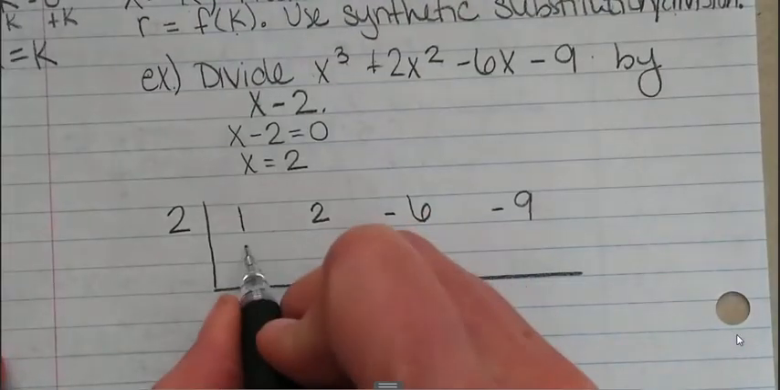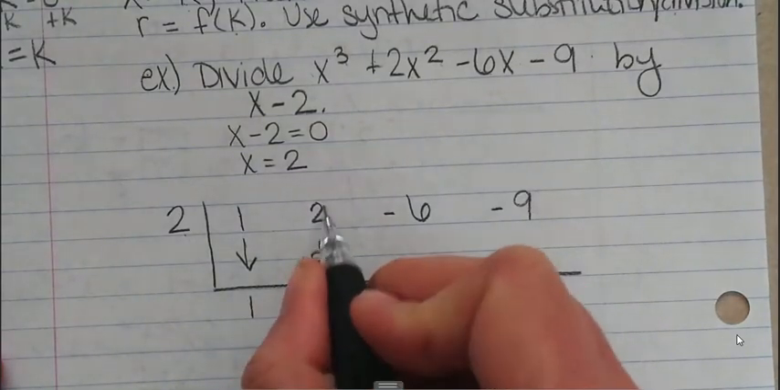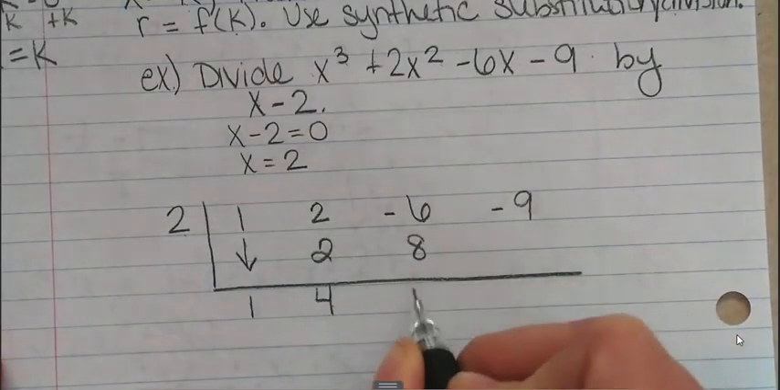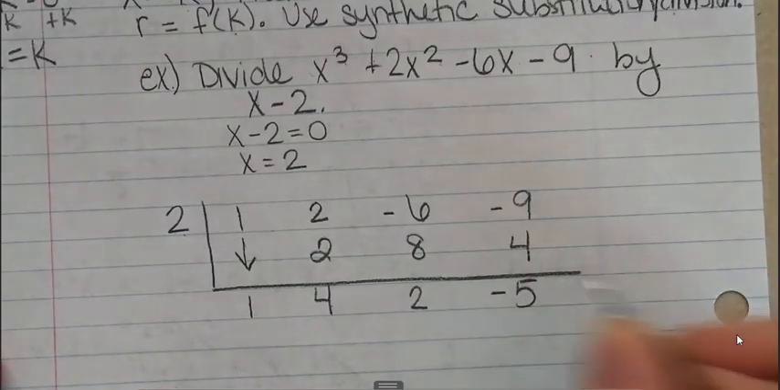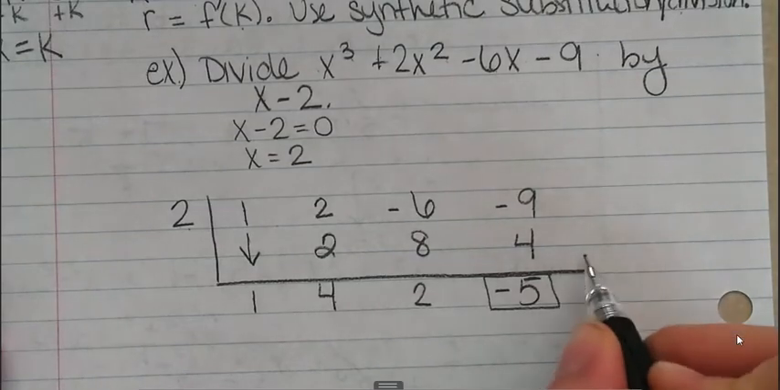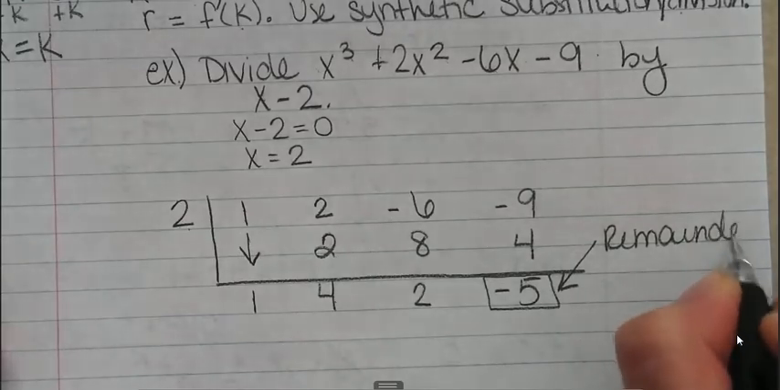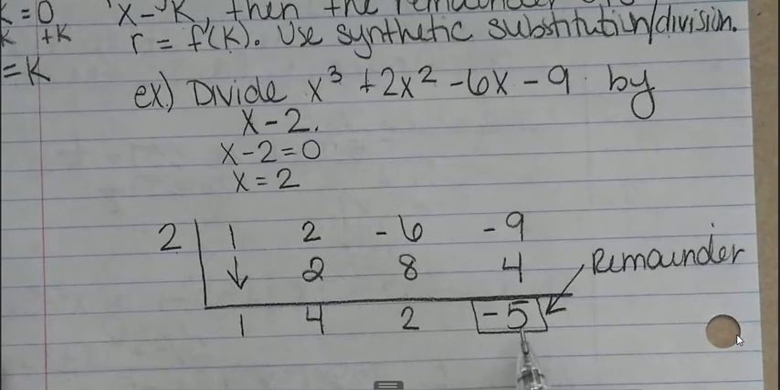Okay, bring down the 1, multiply these two, add them, multiply, add them, multiply, add them. And I get negative 5. This right here, that is my remainder. That's why the remainder theorem is the same thing as using synthetic substitution, because this very last term right here gives you your remainder. Okay?